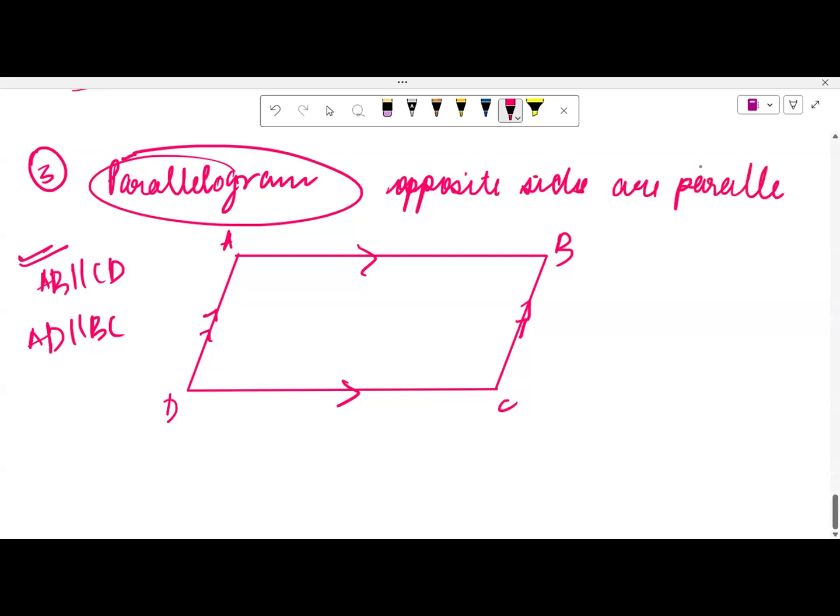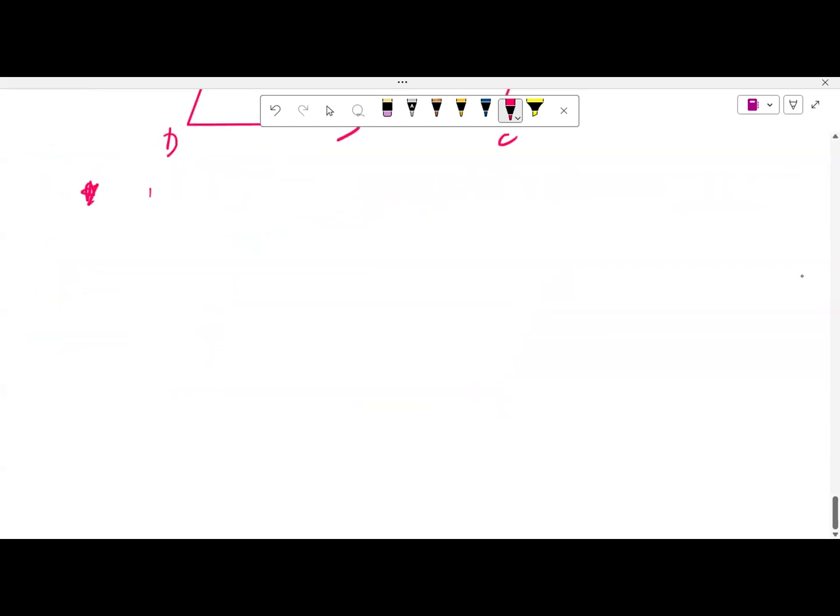Okay, there are other properties as well. What are those other properties? Firstly, the diagonals are opposite, perpendicular. Opposite angles are equal. Okay, the next is opposite angles.